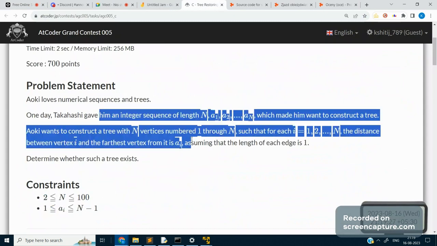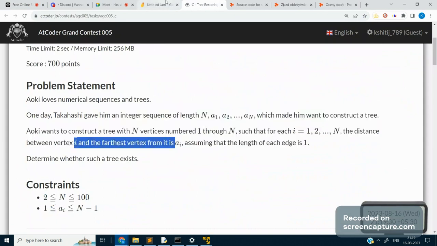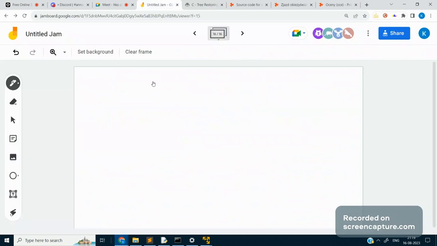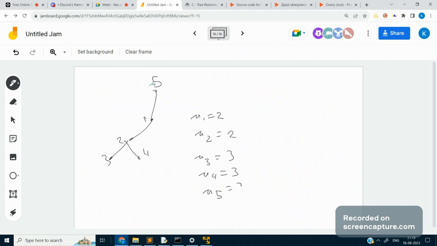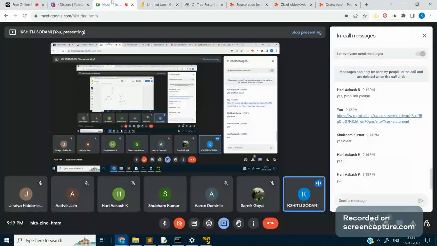So now you need to find if there's a tree which satisfies this. I will give an example. Suppose this is a tree. The farthest vertex from node 1 is at distance 2. So a1 equals 2, a2 equals 2, a3 equals 3, a4 equals 3, and a5 equals 3. Did you all get the problem statement? You need to check if a tree exists with these values.